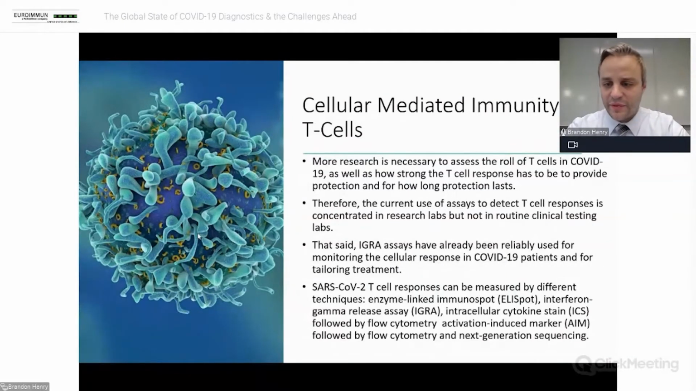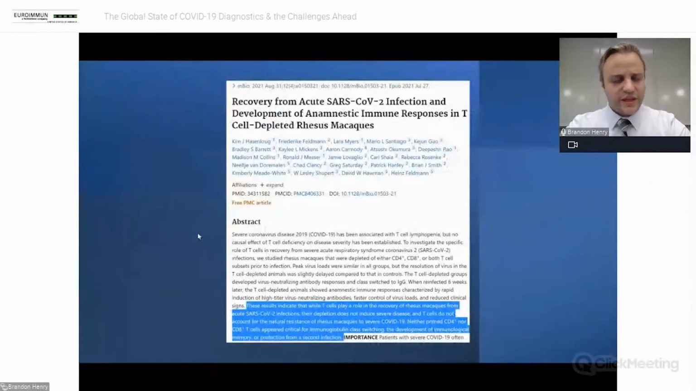We talked about interferon gamma releasing assays, and there's a variety of other tests using flow cytometry, next generation sequencing, etc. A couple of things with T cells. There was one interesting study done by the NIH, where they took macaque monkeys, and they wiped out their T cells, so they were T cell depleted macaques.